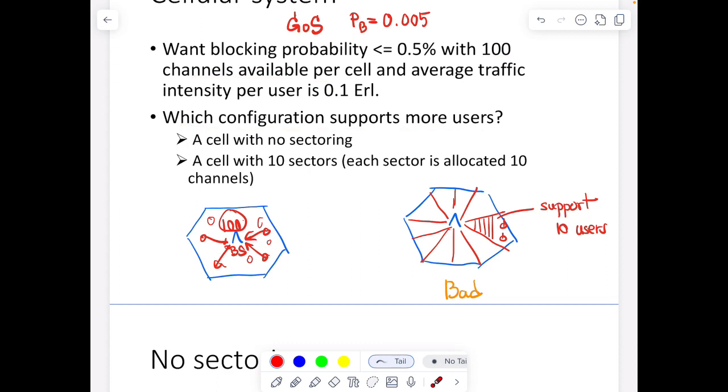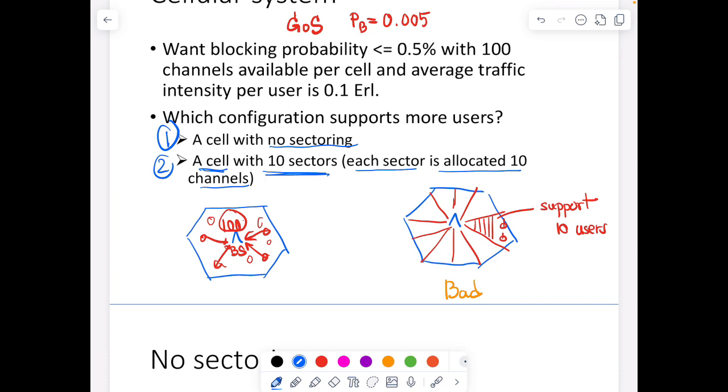Okay, so the first scenario is a cell with no sectors. What it means is there's a cell which can support 100 users, or there are 100 channels. There's a base station in the middle and it can connect up to 100 users at a time. Versus scenario number two. We also have a cell, but we're going to divide this cell into 10 sectors. That means each sector will be allocated 10 channels.